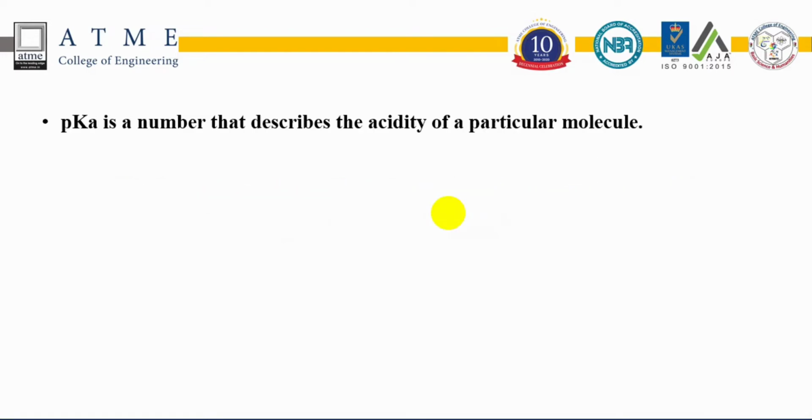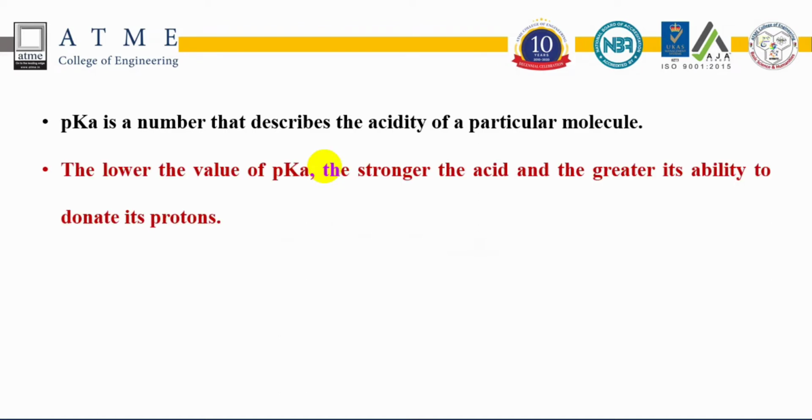So pKa is a number that describes the acidity of a particular molecule. The lower the pKa value, greater is the strength of an acid and greater its ability to donate its proton, to dissociate.